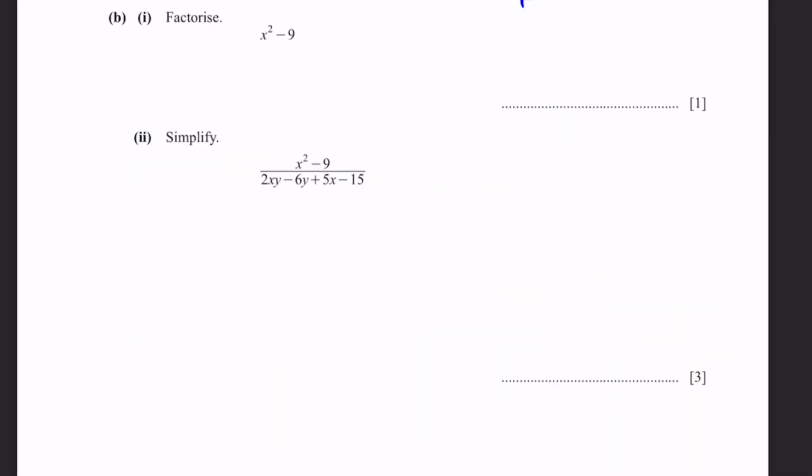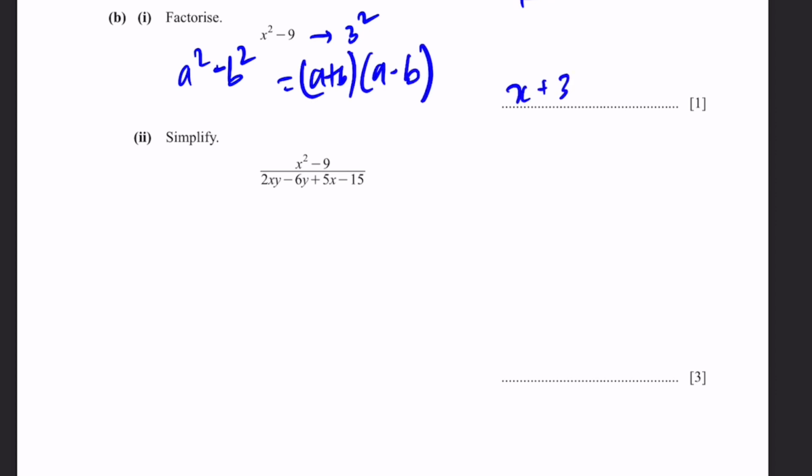1. Factorize x squared minus 9. This is in the form of a squared minus b squared, since 9 is equal to 3 squared. So that's a plus b into a minus b, right? And that will be x plus 3 into x minus 3. Part 2. Simplify x squared minus 9 by 2xy minus 6y plus 5x minus 15.